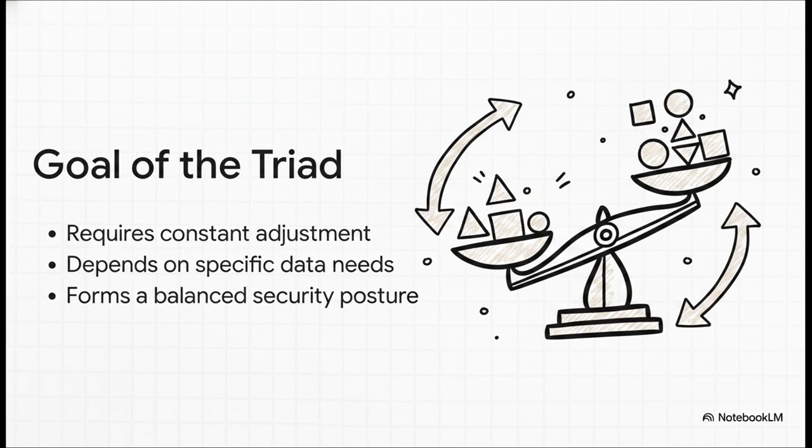So, the true goal of the triad is to find a dynamic, carefully calculated balance based on very specific business needs. For instance, a massive public e-commerce platform cares deeply about availability and integrity to process millions of rapid transactions, right? But they place far less emphasis on confidentiality for their totally public products catalog. Conversely, a military intelligence database flips the priority entirely, prioritizing confidentiality way above all else. Real security isn't about perfect isolation. It's about making highly intelligent, constant trade-offs.